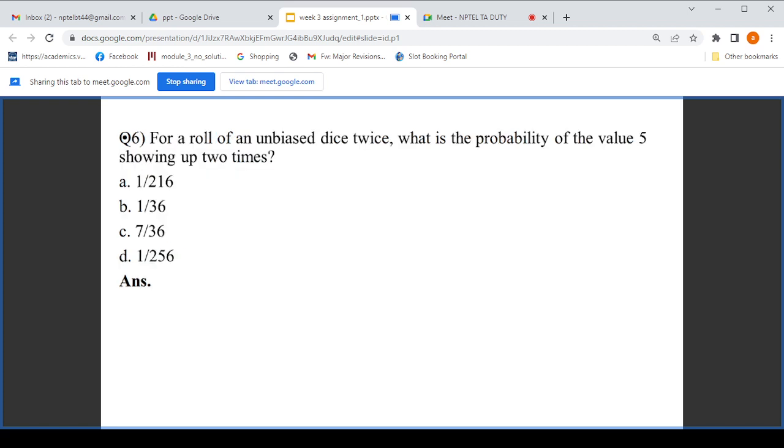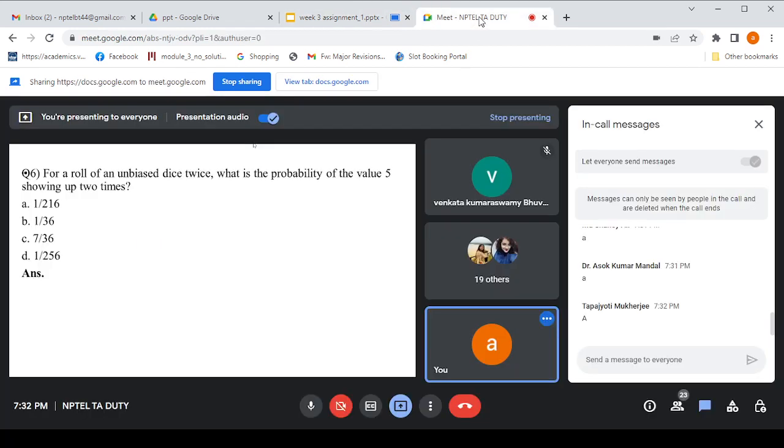So what is the next question? Can you please tell your answers? Write down your answers in the chat box.